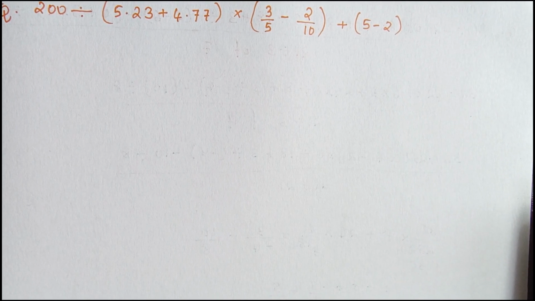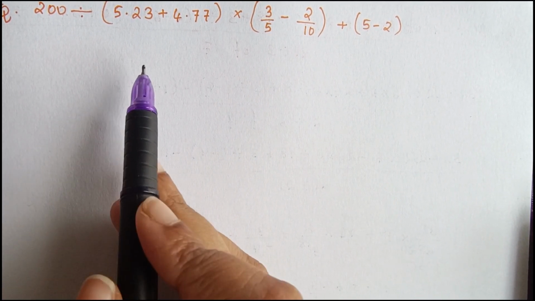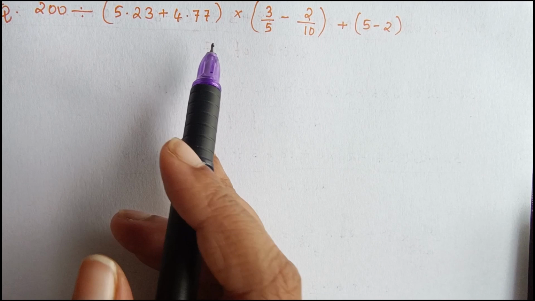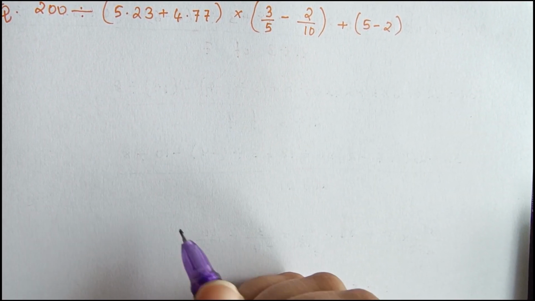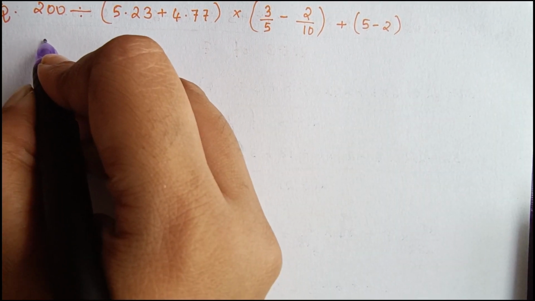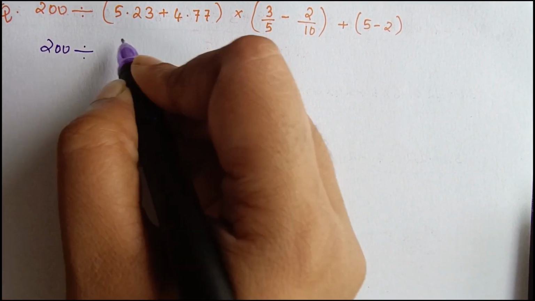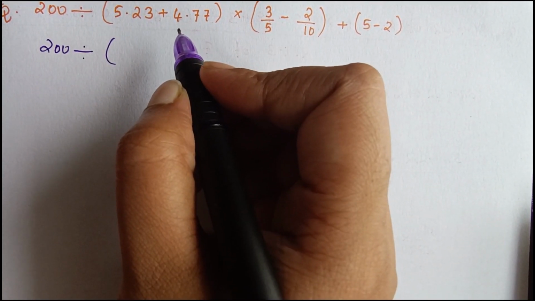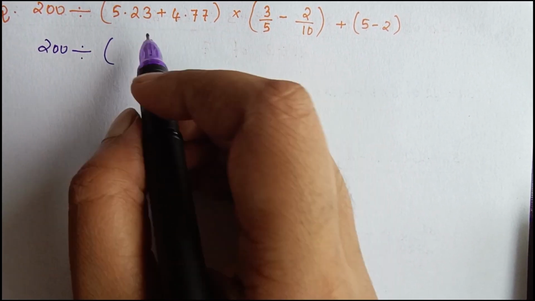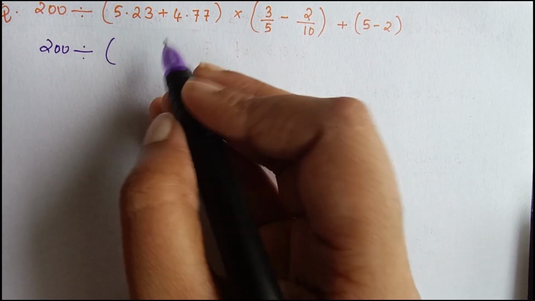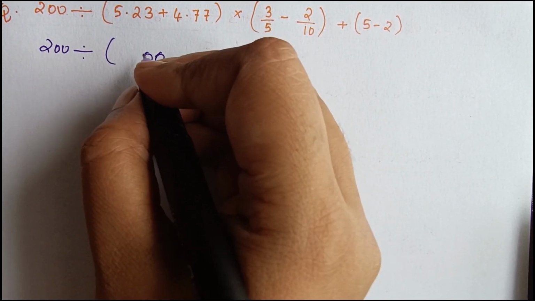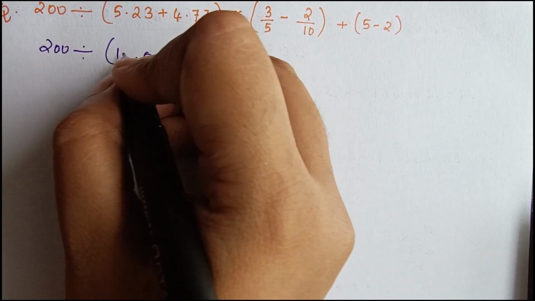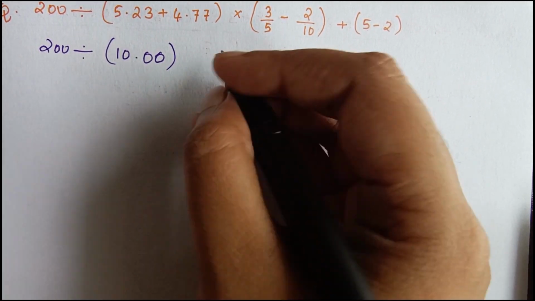Next question is 200 divided by 5.23 plus 4.77 into 3 by 5 minus 2 by 10 plus 5 minus 2. So here also we have brackets. So 200 divided by, so for decimals we can add the decimals. 7 plus 3 is 10, 0, 1 balance. 7 plus 2 is 9, 0, 1 balance. 5 plus 4, 9 plus 1, 10. So 10 is the answer.